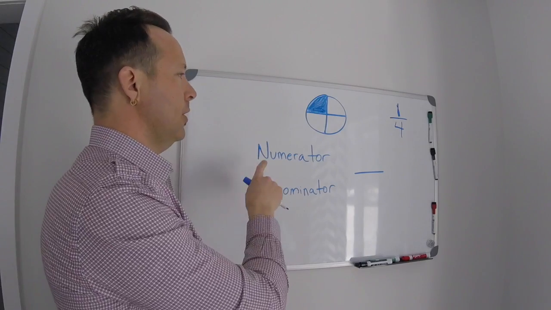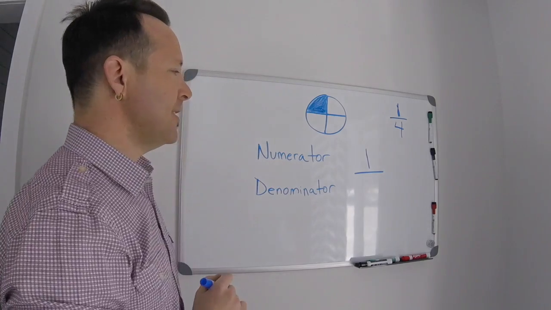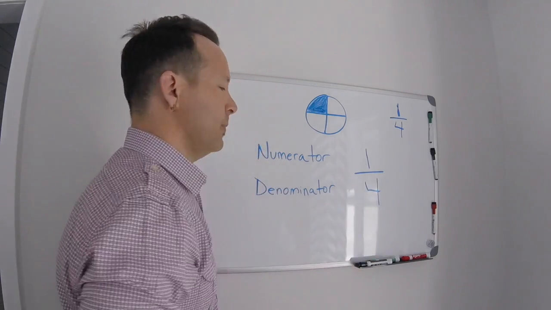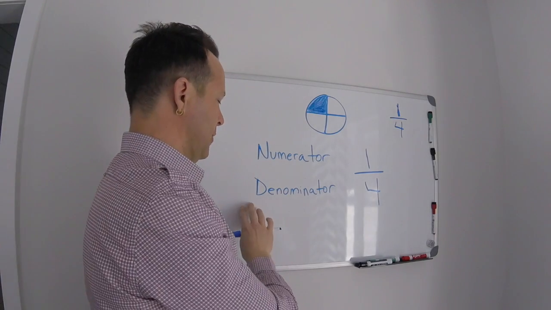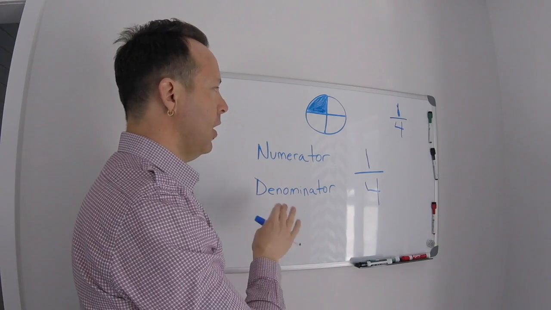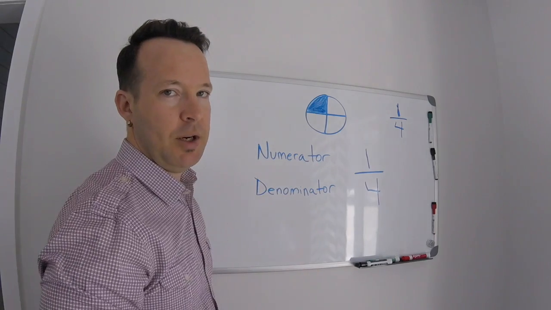Now, the numerator is the top number. In this case, we'll say 1. And the denominator is always the bottom number, 4. Okay, now the denominator, the number 4, the denominator always tells us how many pieces our object is being cut into.